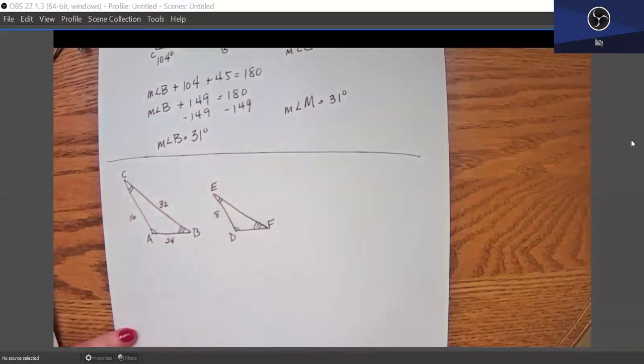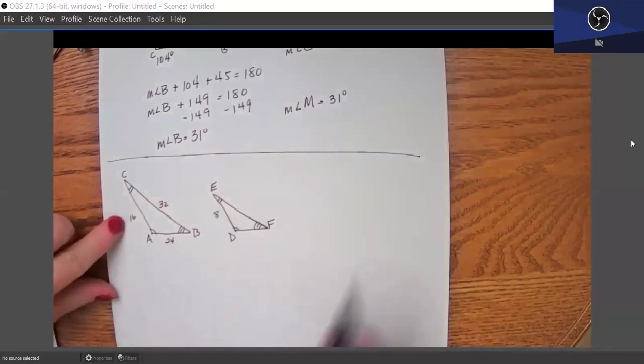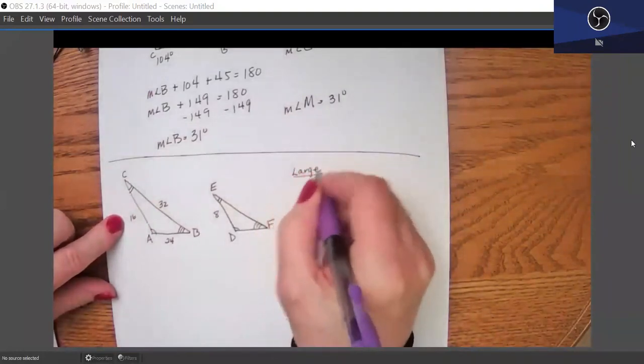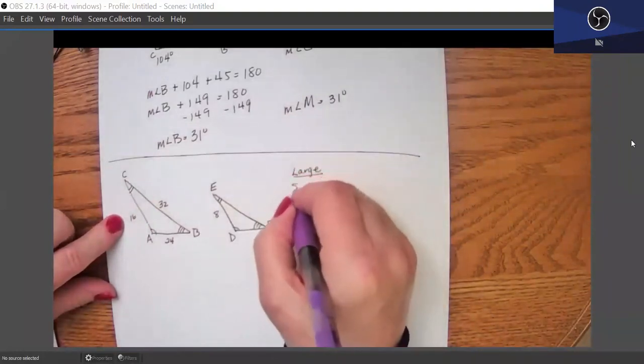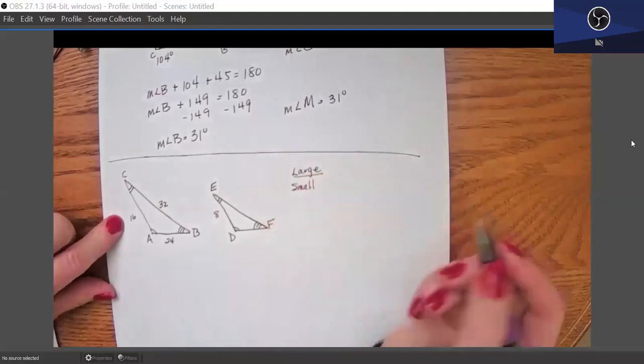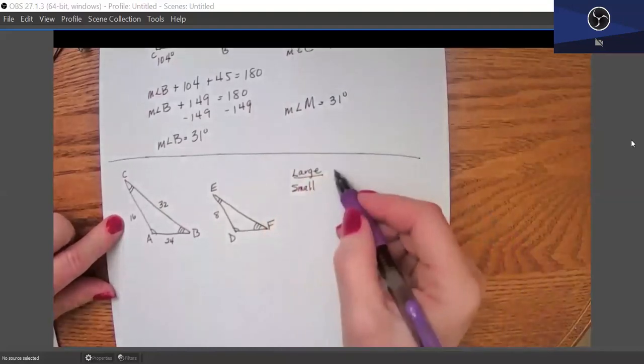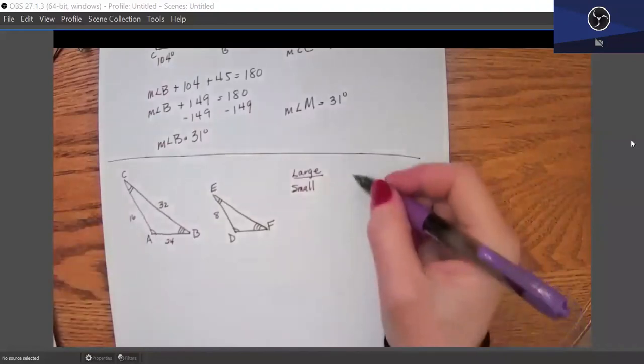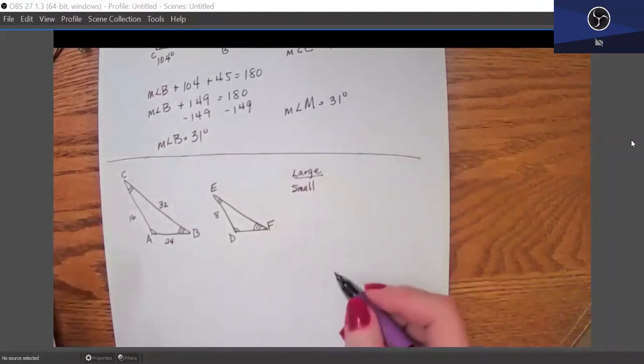The sides are not equal, but they are proportional, which means I always write which triangle I'm looking at. The large one is on the top and the small one is on the bottom. You can put the small one on top and the large one on the bottom too. The idea is to not get your numerator and your denominator mixed up.